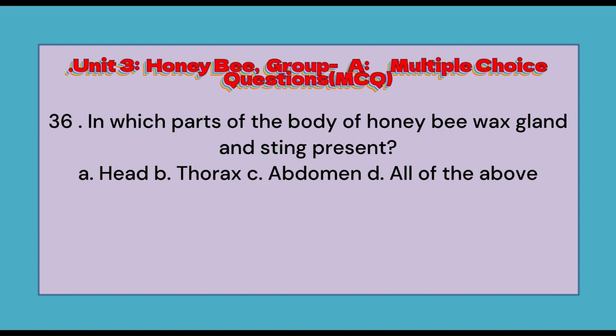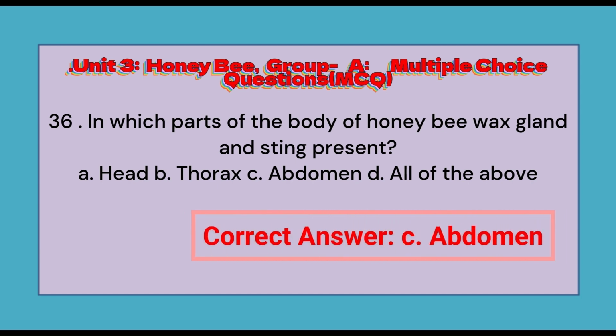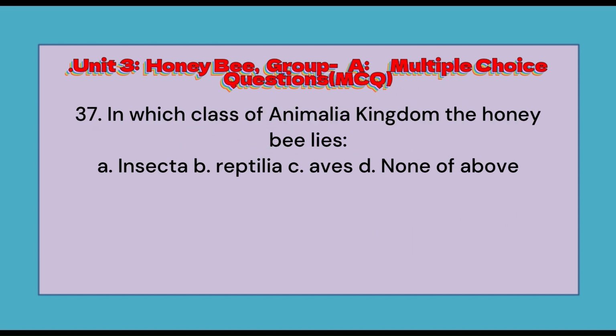36. In which part of the body of a honey bee are the wax gland and sting present? A. Head. B. Thorax. C. Abdomen. D. All of the above. Correct answer: C. Abdomen.